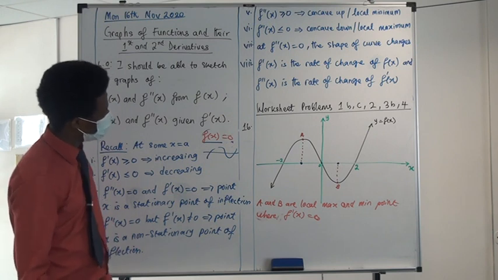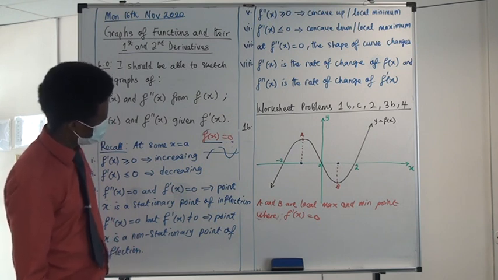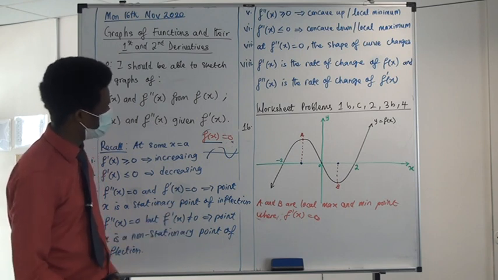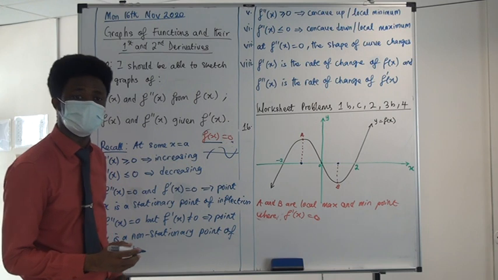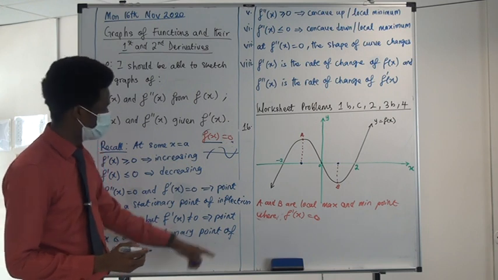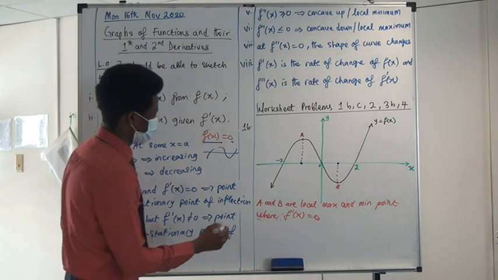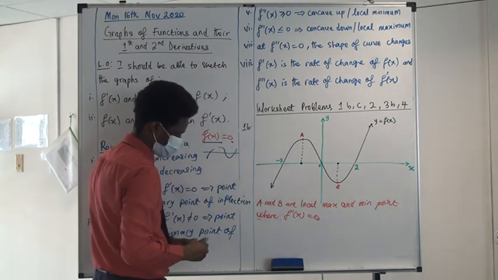Now, to know whether our first derivative has a minimum or a maximum, let's see what we can do. Let us go to the sign diagram to see how this curve behaves. Now, about the critical points.